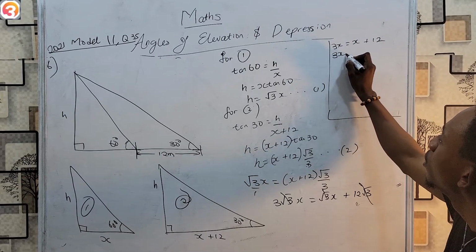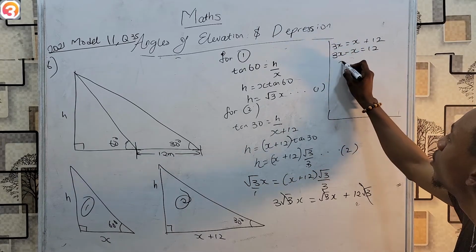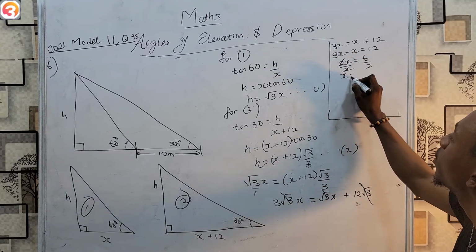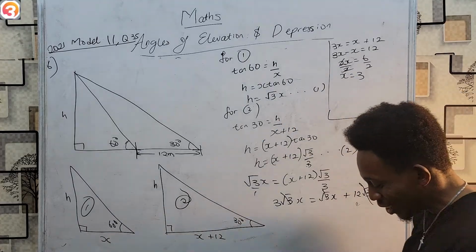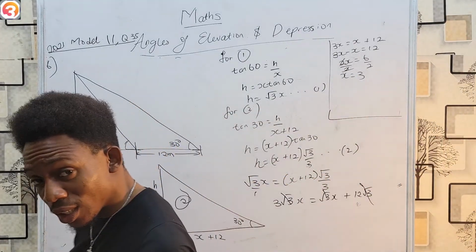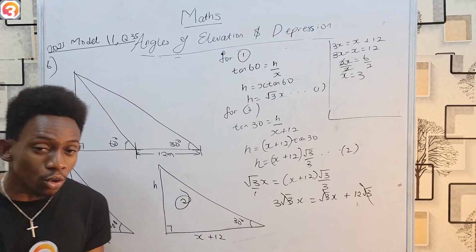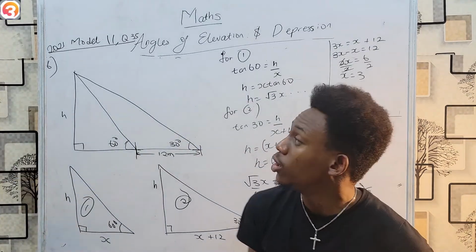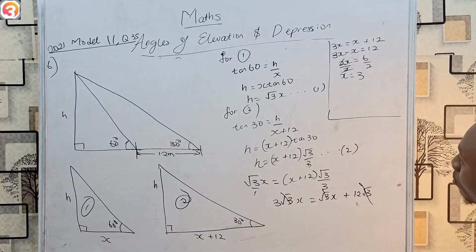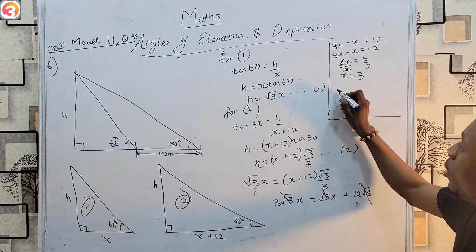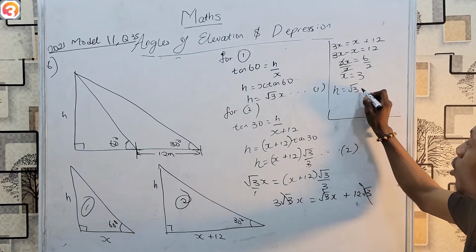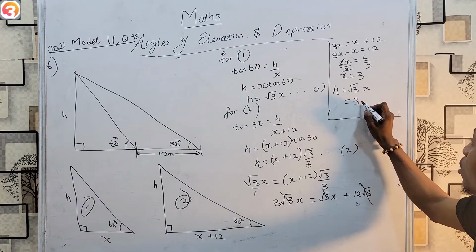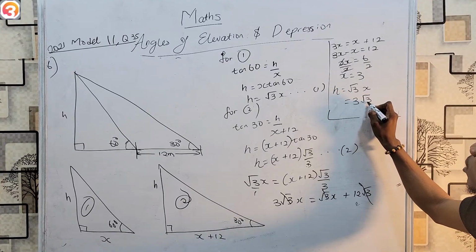Collect like terms. 3x minus x equals 12. 2x equals 6, over 2, over 2, and x equals 3. Now let's check the options for something funny. Good. 3 is not there. And 3 ought not to be there because 3 is not truly your answer. What you want to find is h, not x. That means all you should remember is that h equals root 3x. And since x is 3, that is 3 root 3.